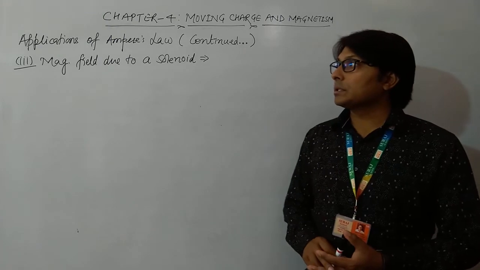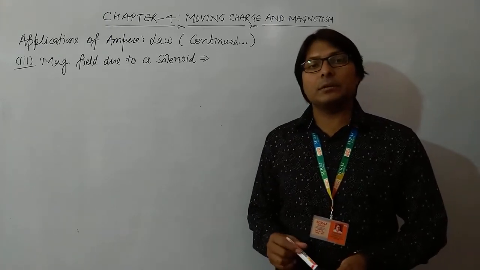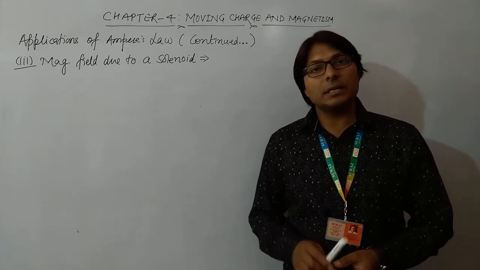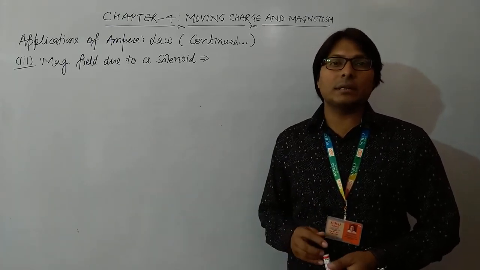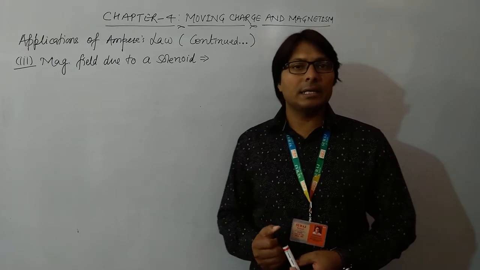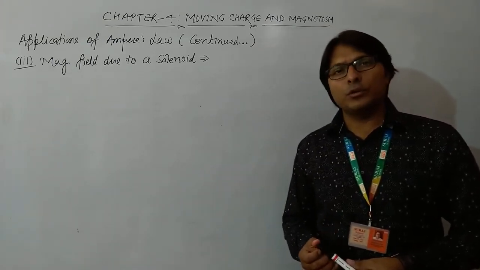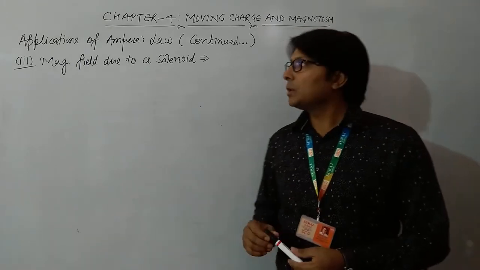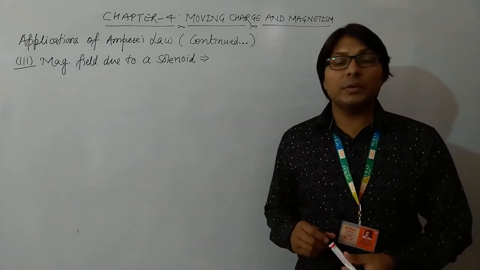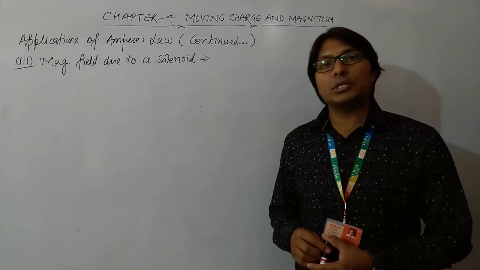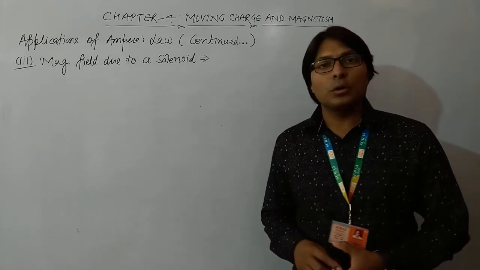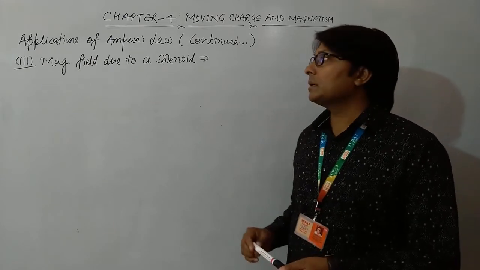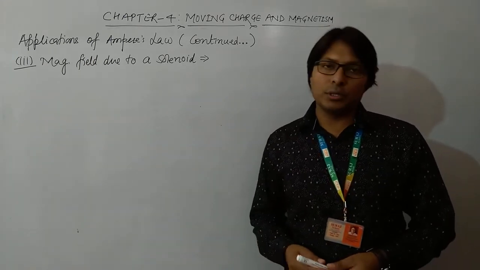The second application we discussed was to find the magnetic field outside and inside a current carrying solid cylinder, which we can presume as a thick wire also. So in this video we are going to discuss the remaining two applications of Ampere's law which are in your syllabus. I am starting with the third application, magnetic field due to a solenoid.